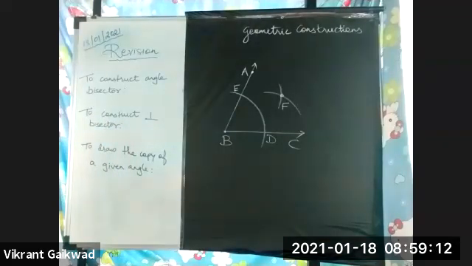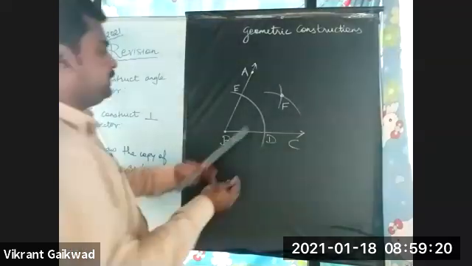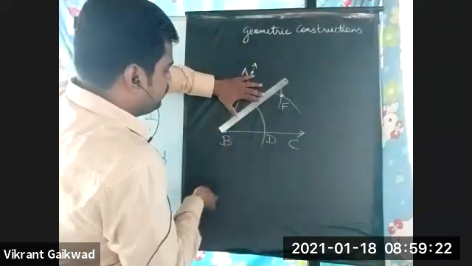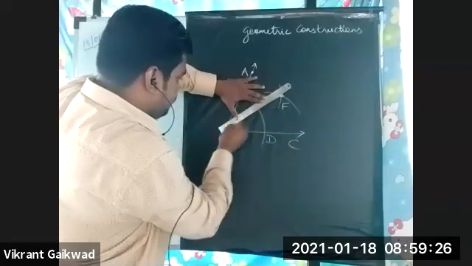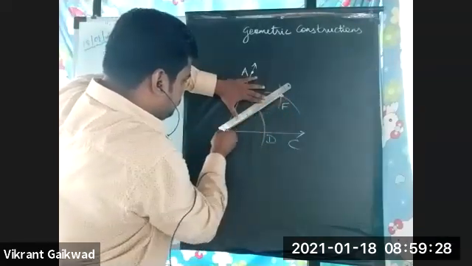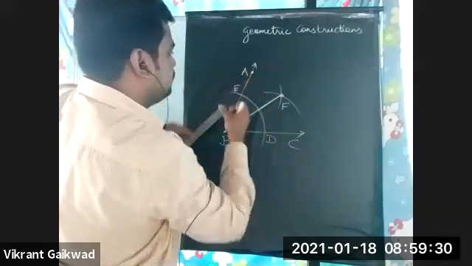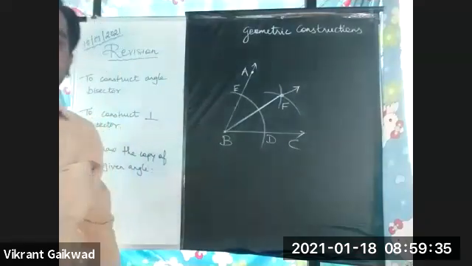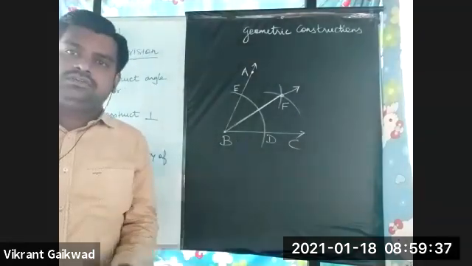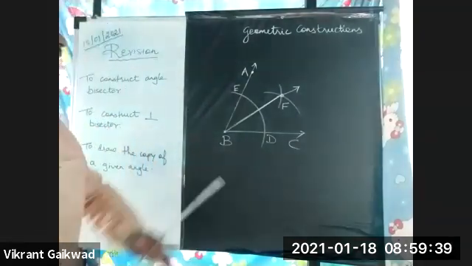Now what you're going to do after this? Sorry, you're just going to join B to F. Just join points B and F. The line which you have drawn is the angle bisector. Understood to all? It is understood by all the students.